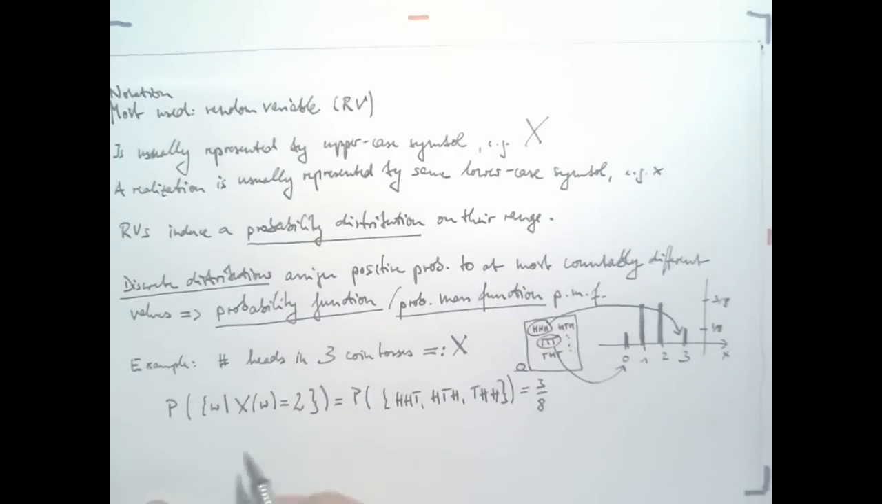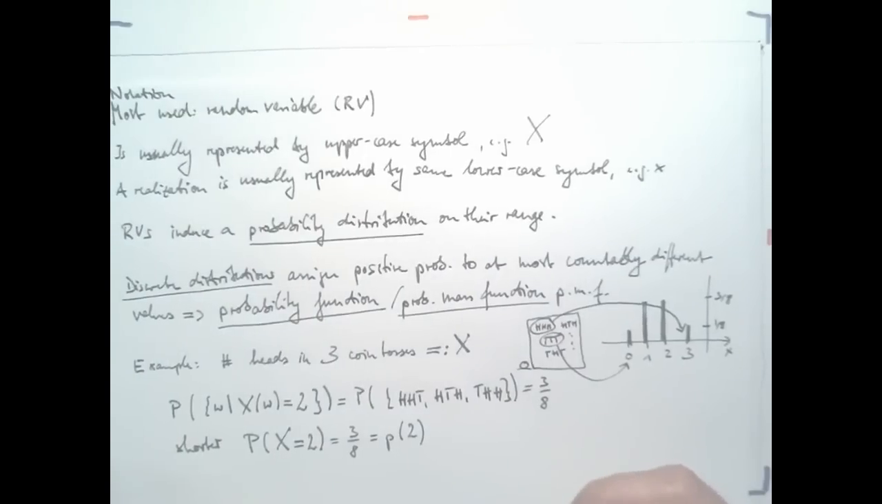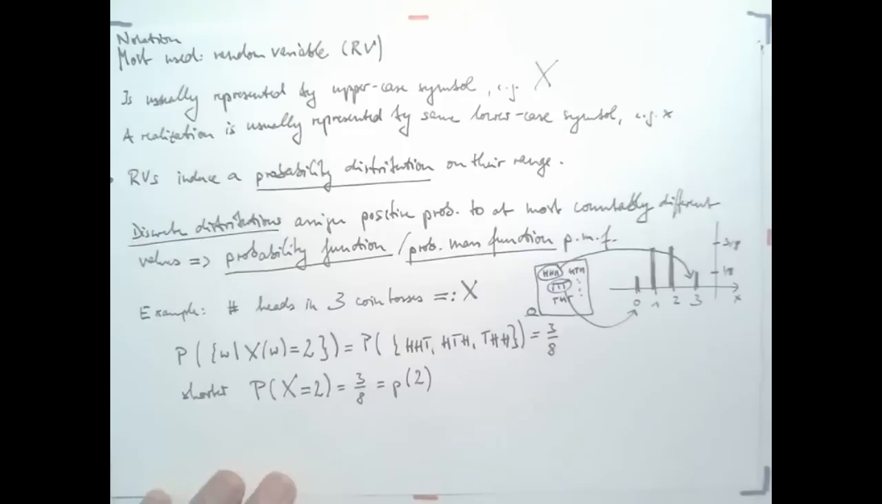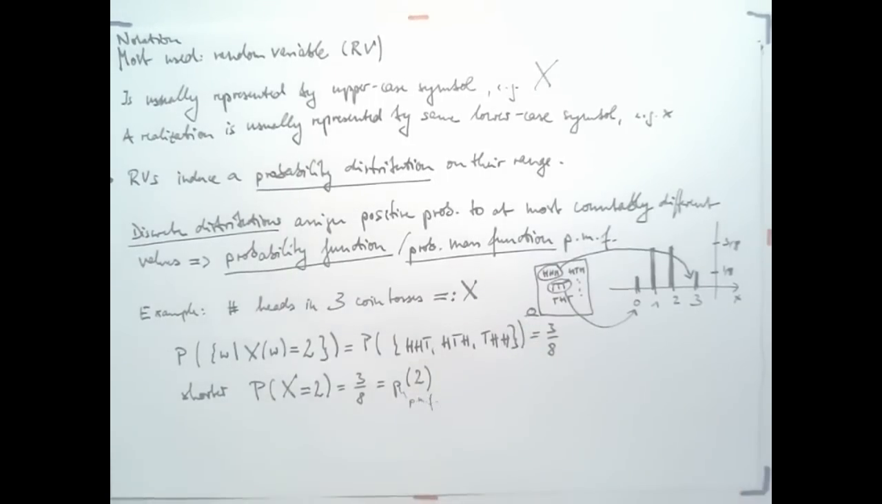And now nobody has time to write such a thing, and this is why people write this in shorter notation. They say that the probability that my random variable x takes the value 2 is 3/8. Or even shorter, I simply call this p of 2. And p is now a shorthand for the probability mass function.